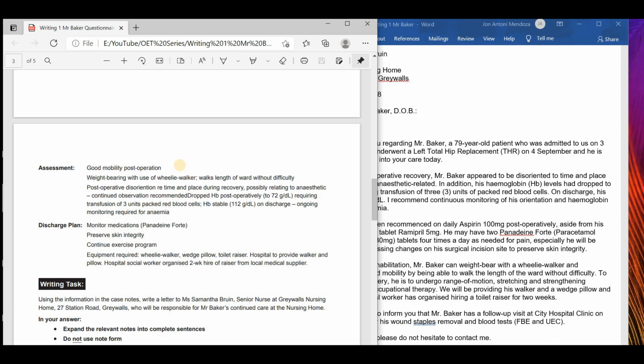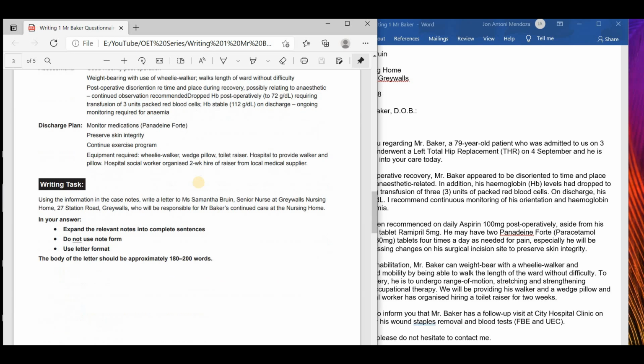And then it says there that the hospital is set to provide the walker and the pillow, and the hospital social worker has organized the 2-week hire of the raiser, that's the toilet raiser, from the local medical supplier.